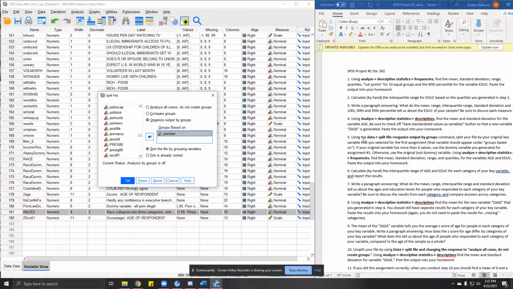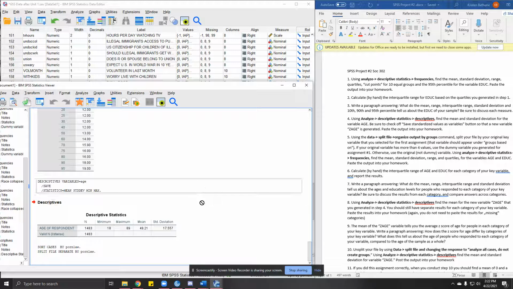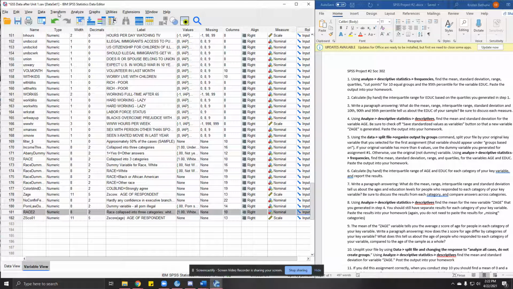So, right, I am going to split my group by porn law. I say, okay, sort cases by porn law. It has it down there, so it tells me that it did it. Right, and then I am going to do frequencies again.